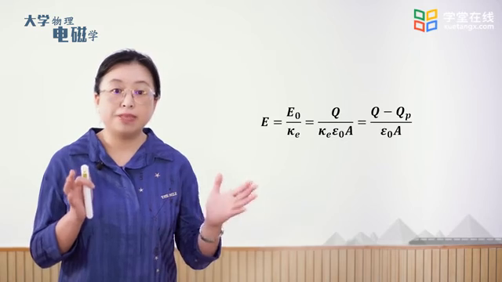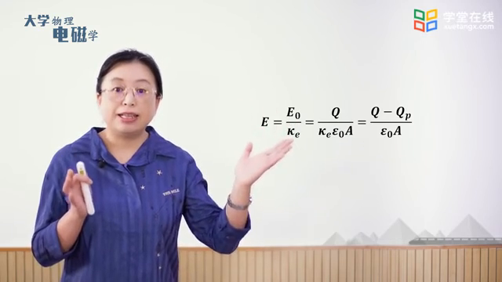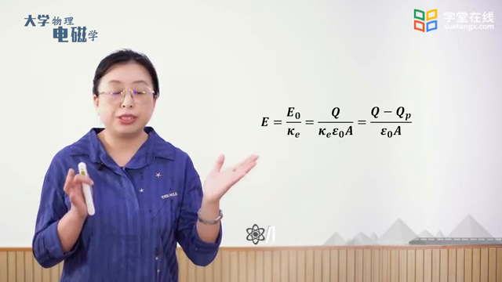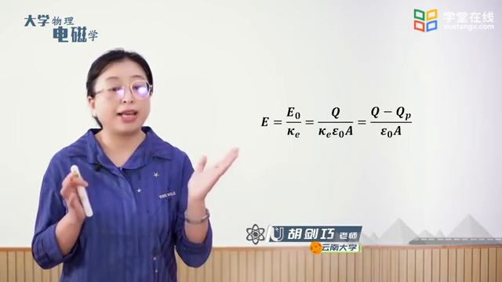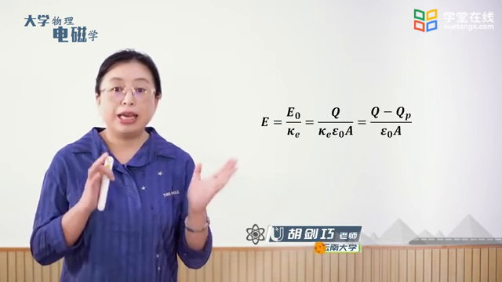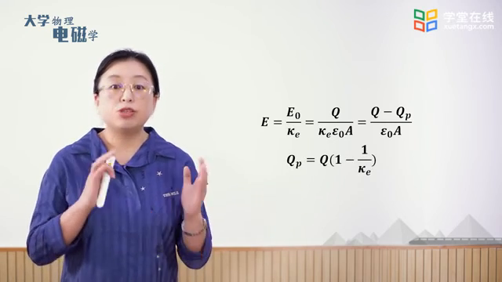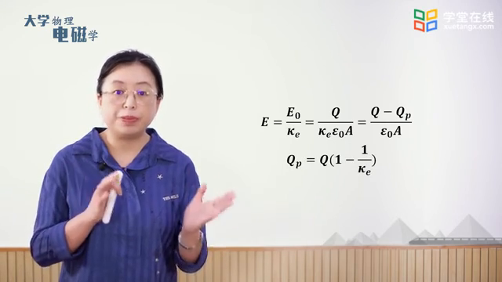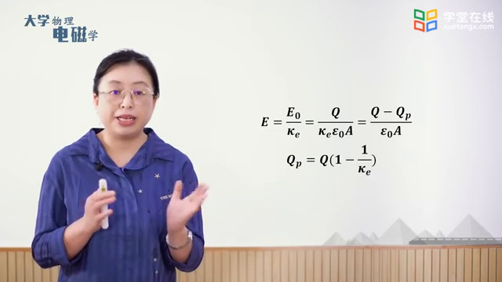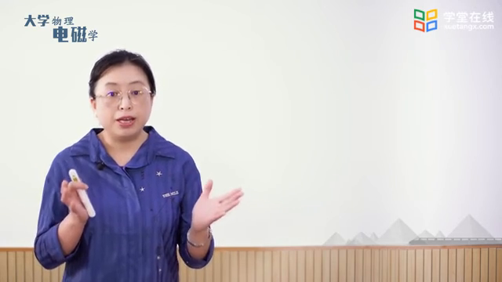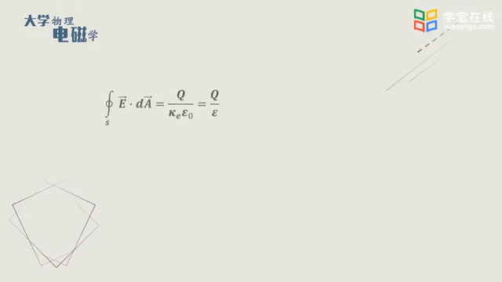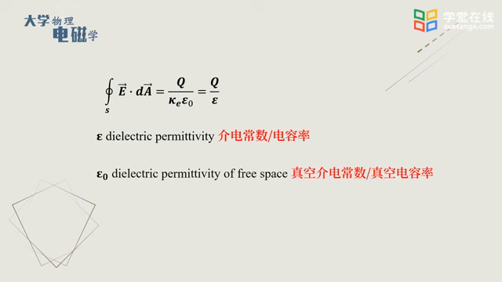Now Gauss's law becomes this one. We have known that the effect of the dielectric is to reduce the original field by a factor kappa. Therefore, E equals E0 divided by kappa. From this equation, we could solve for QP, and the relationship between QP and Q is obtained. Substituting QP, Gauss's law with dielectrics could be rewritten as this one, where kappa epsilon 0 is called the dielectric permittivity of a dielectric, represented by epsilon.